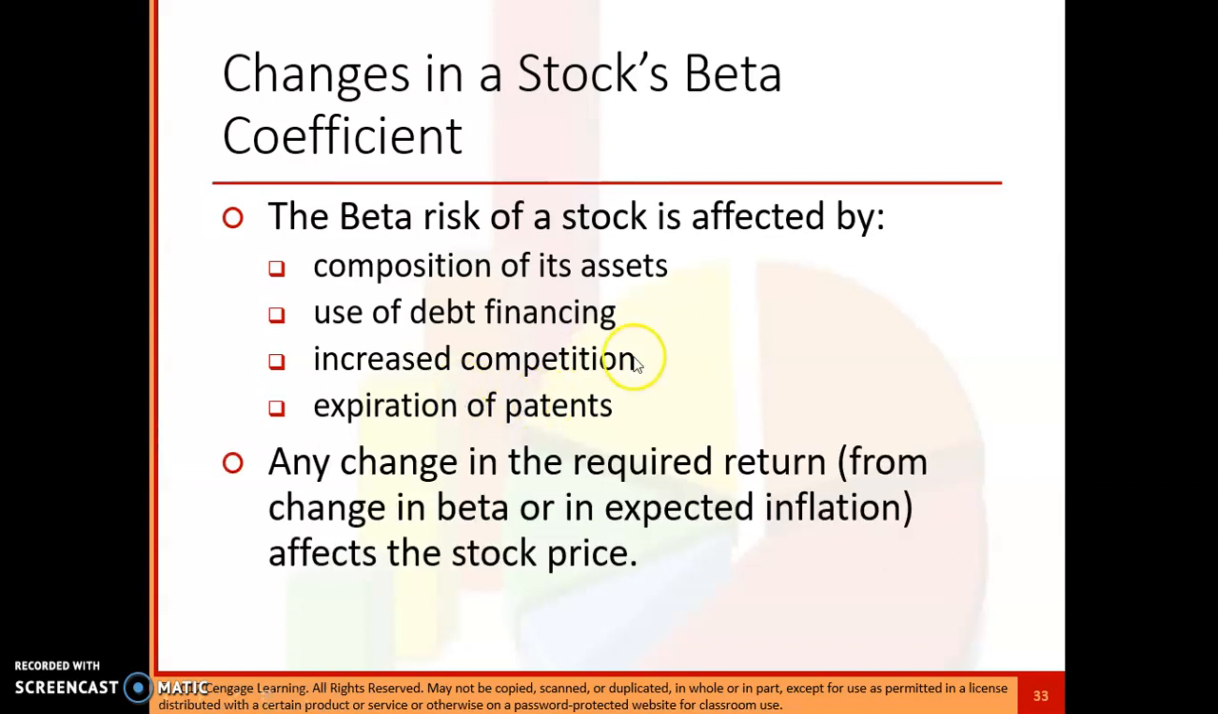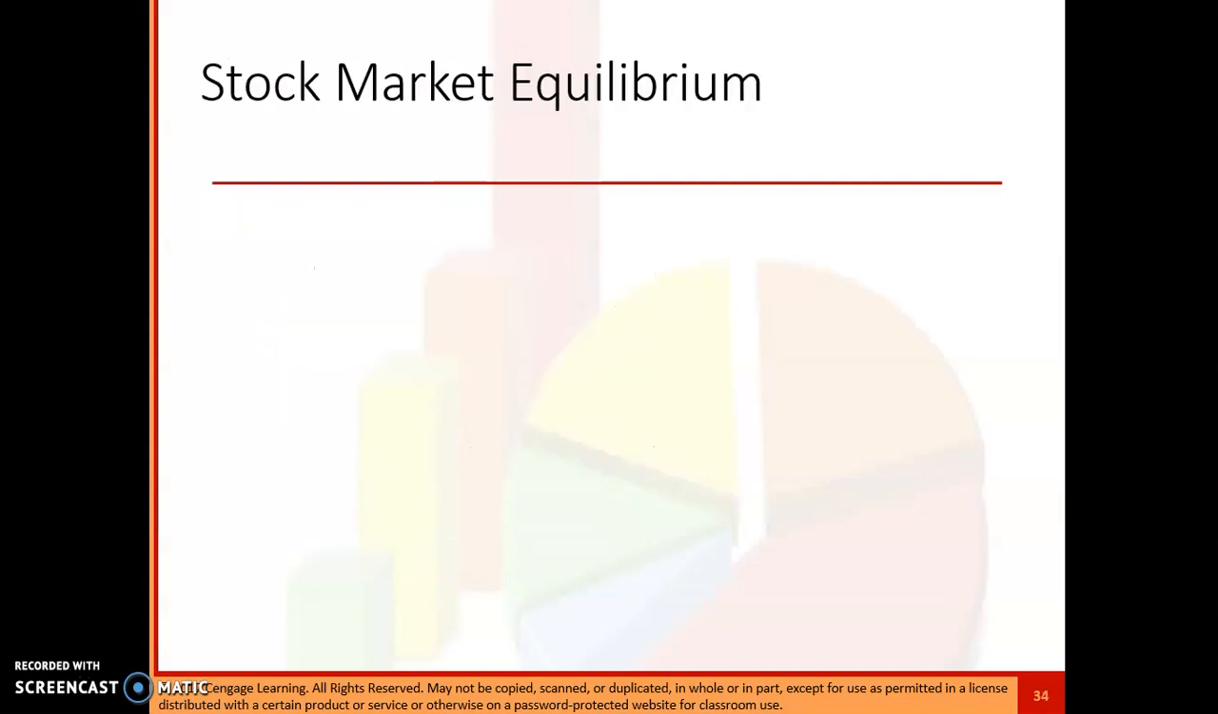Any change in the required rate of return affects the stock's price. This could result from a change in beta or expected inflation. So if the required rate of return goes up, we saw this in Chapter 7, you raise the required rate of return, the value of a stock is going to go down.